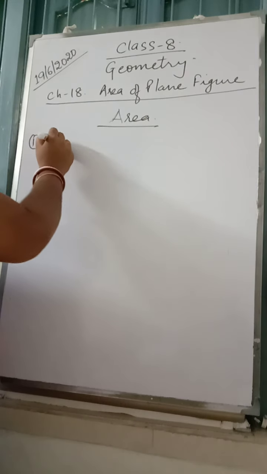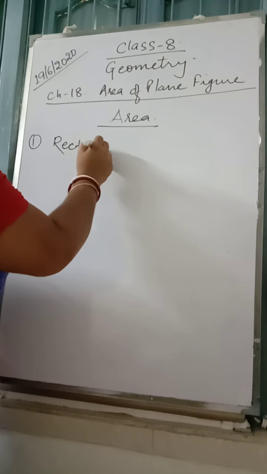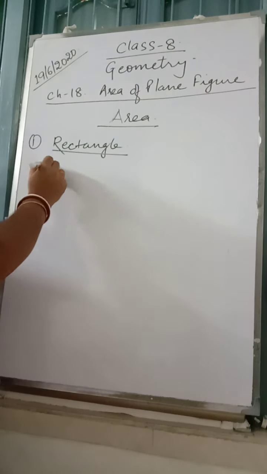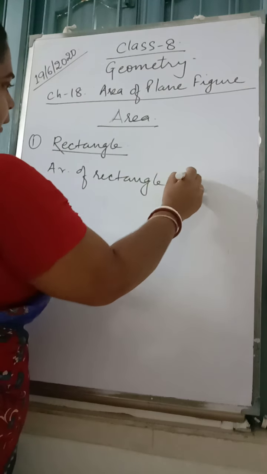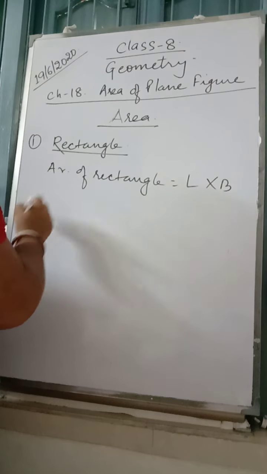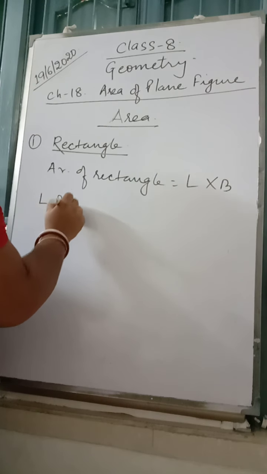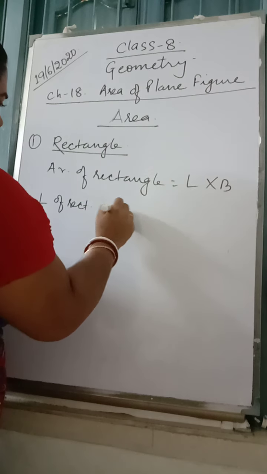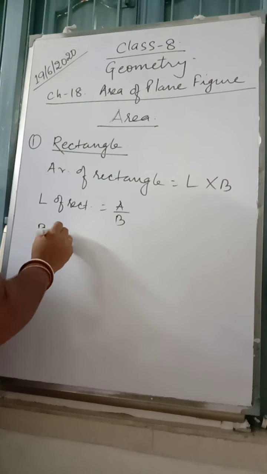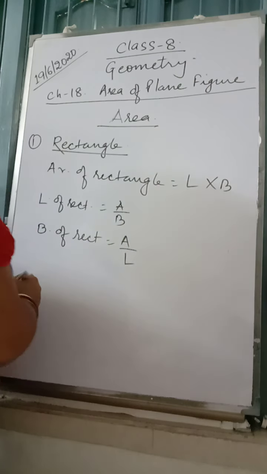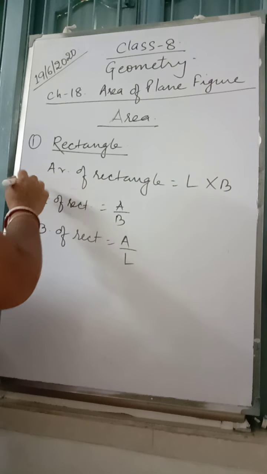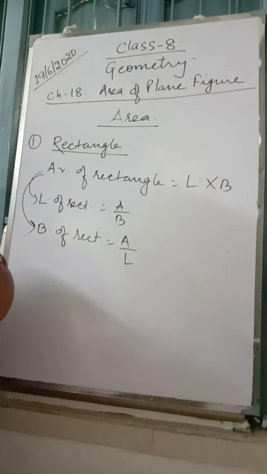Number one is rectangle. Area of rectangle is, all of you know, length into breadth. This is the main formula we have. From this main formula we can find the length of the rectangle also, that is area divided by breadth. Breadth of rectangle is area divided by length. This has come from this. This is the inverse of this. From this main formula we have got two inverses.